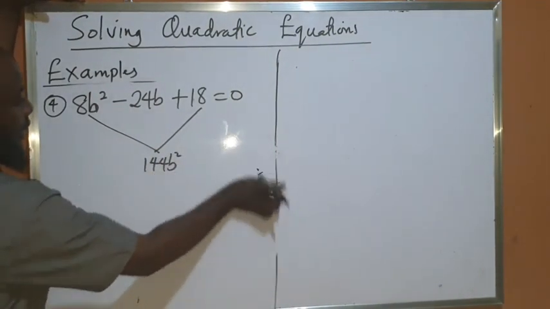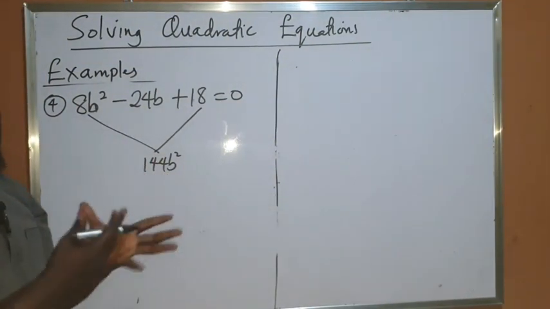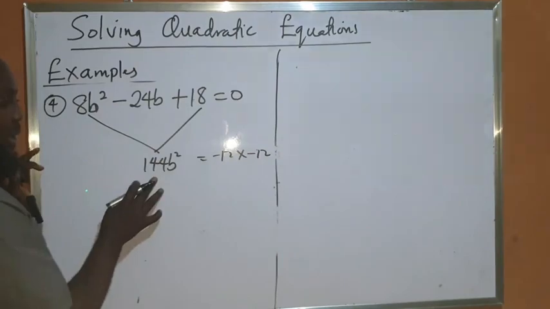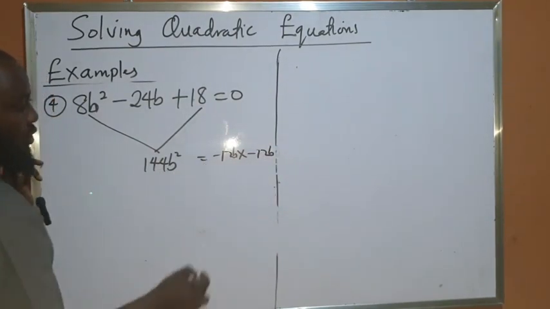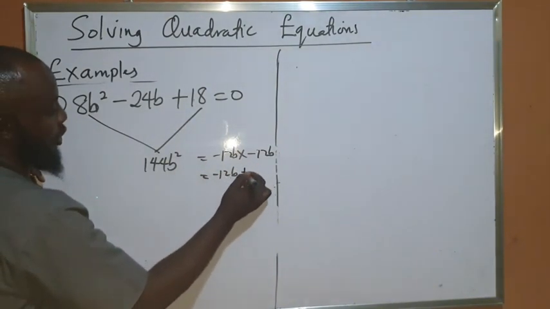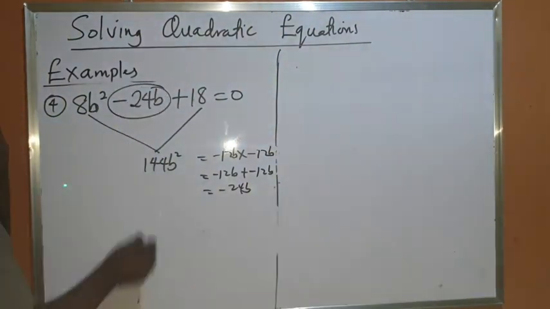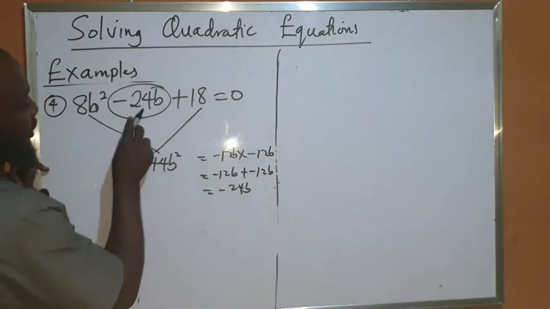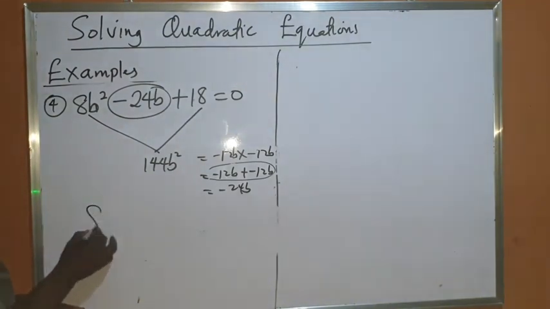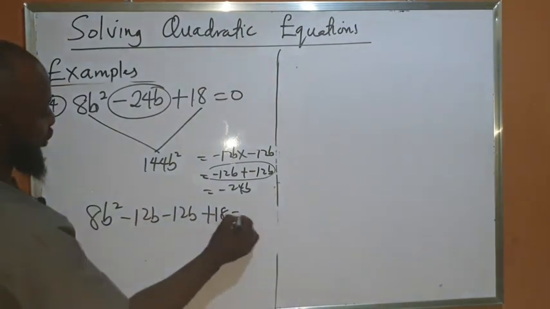This will give us 144b squared. Now we're going to look for two numbers that multiply together to give 144, and when we add them together, we get minus 24b. Minus 12 times minus 12 will give us 144. That is minus 12b times minus 12b. Minus 12b plus minus 12b gives us minus 24b, which is what we have in the middle here. So we replace the middle term minus 24b by minus 12b minus 12b. So we have 8b squared minus 12b minus 12b plus 18 equal to 0.